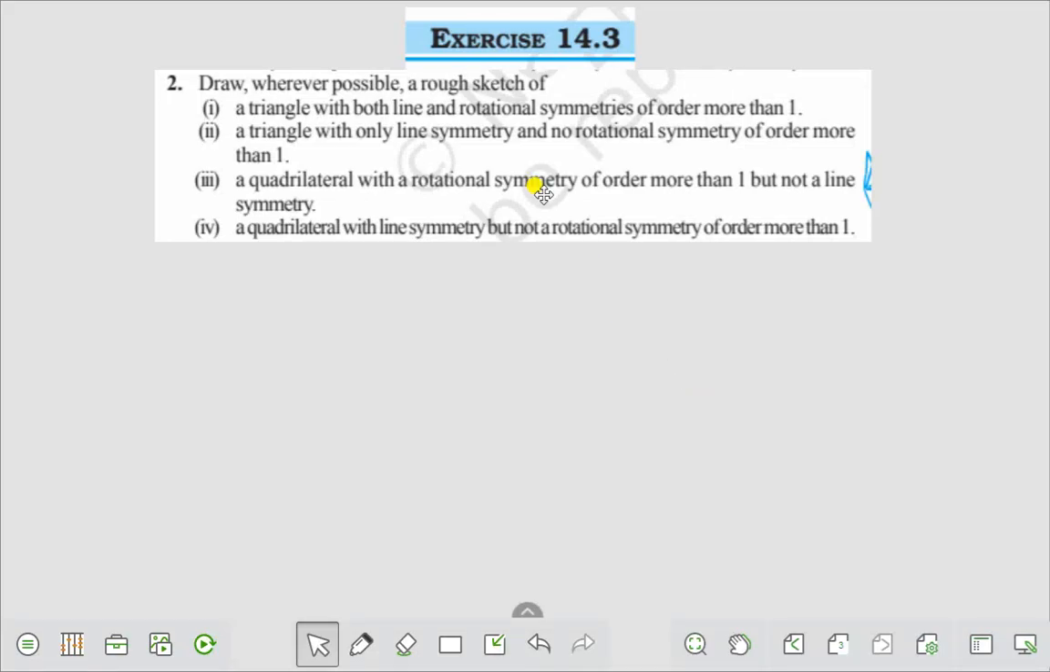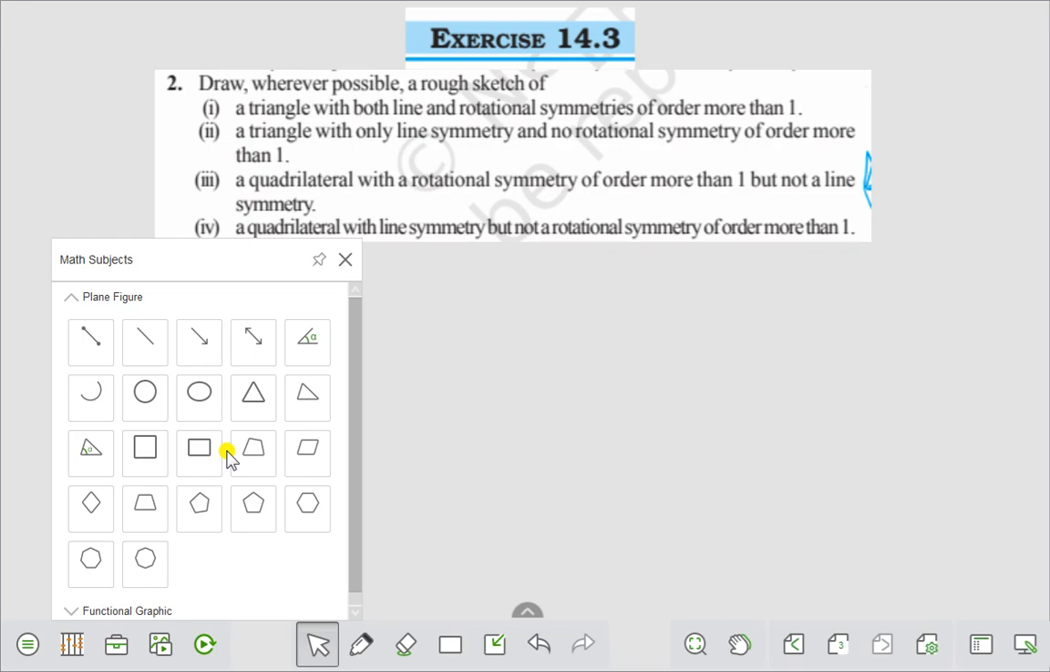Hello everyone. Today I shall discuss exercise 14.3 question number 2. Draw wherever possible a rough sketch of a triangle with both line and rotational symmetries of order more than 1. Right? Let us draw a triangle. That is, the triangle should be an equilateral triangle. Let us draw an equilateral triangle.